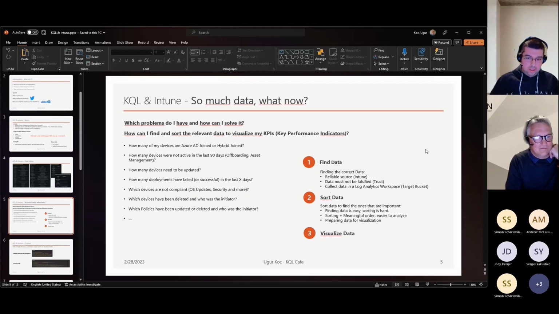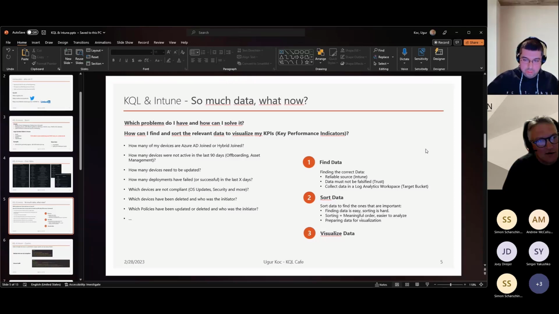The second step is sort data. So finding data is easy, as I wrote there, and sorting is hard. Why is sorting so hard? Because we have to put a meaning behind the data we found or we want to analyze, and also make it easier to analyze, because we can only find things if we know that they exist, and we also need a question that we want to answer, because we need to know what we are searching for.